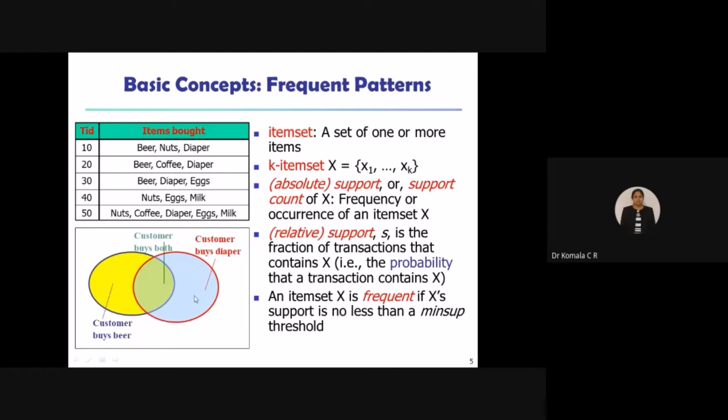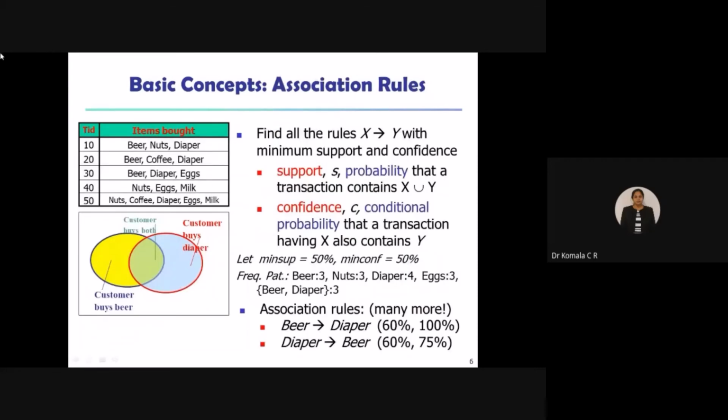So here we have a diagram for this. See here in the diagram, there are 2 circles. The yellow part shows the percentage of customers who buy only beer. The light blue shows the customers who buy only diaper. Same way, here, the number of customers who buy both beer and diaper.